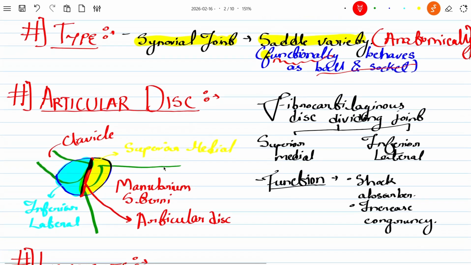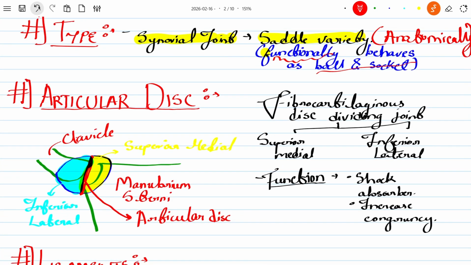Then coming to the articular disc, this is the most important segment for the sternoclavicular joint. As you can observe over here, this is the manubrium of the sternum, this is the clavicular notch, and this is the medial end of the clavicle. There is a fibrocartilaginous structure present over here, this one. This fibrocartilaginous structure divides your overall joint into two parts, the superior medial area and the inferior lateral area.